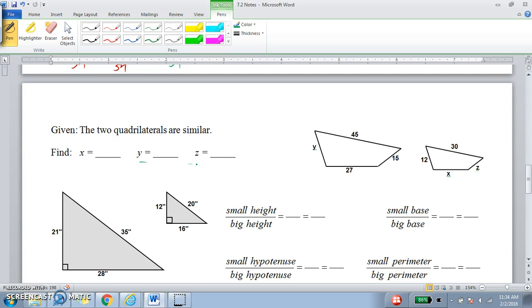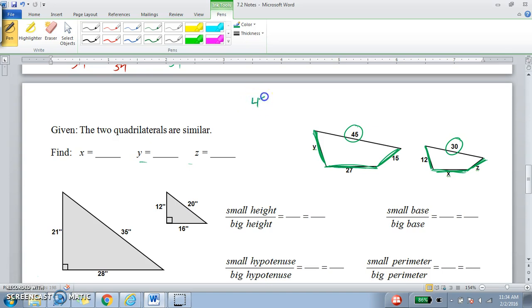So we need to figure out what sides they match up to. So x, y, and z are here. So we need to write correct proportions to solve for those variables, just like we did for the triangles. So if I look at this, y matches up with 12, x matches up with 27, z matches up with 15. But these sides match up with each other, and I have numbers for both those. So that's what we want to compare everything to when we go to write our proportions.